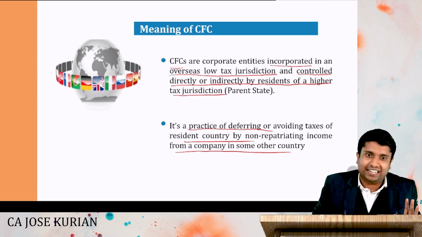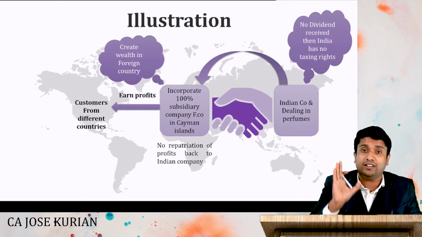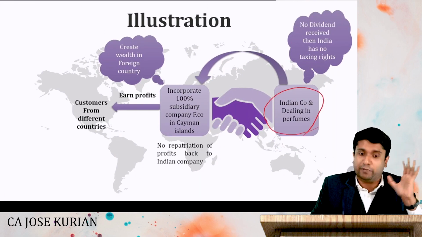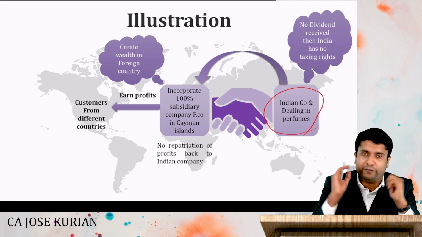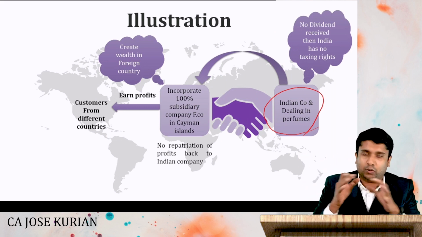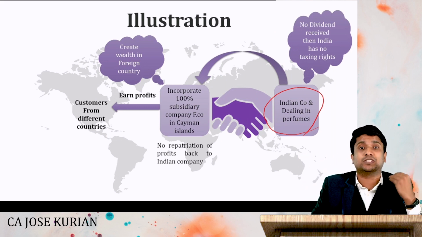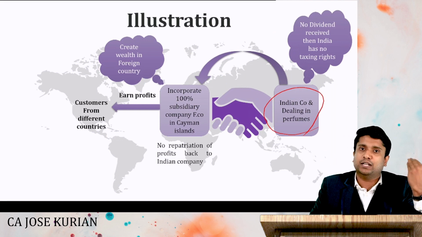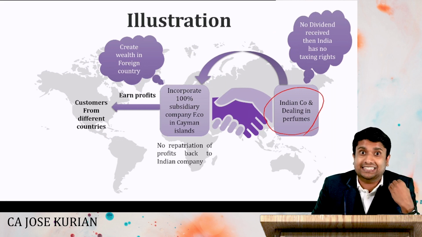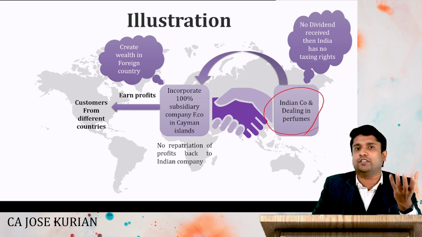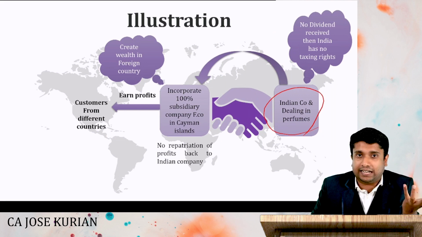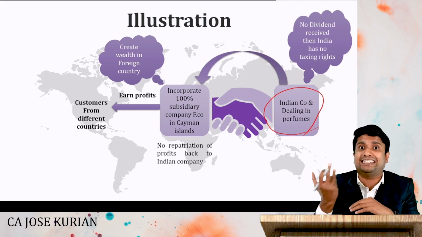So for a better understanding of this definition, we will make use of this particular example. Say for example, I'm an Indian company and I sell perfumes. I want to sell my perfumes globally and to make profit from the globe. Currently I'm dealing only in India, but my vision is to sell my perfumes in overseas countries and to make profits. But the problem is the investors of this Indian company are not ready to pay any taxes in India. As you know, if you are an Indian company, then you are an Indian resident, so for all of your global profits, that company is supposed to pay taxes in India. But the investors are not interested to pay any taxes in India.